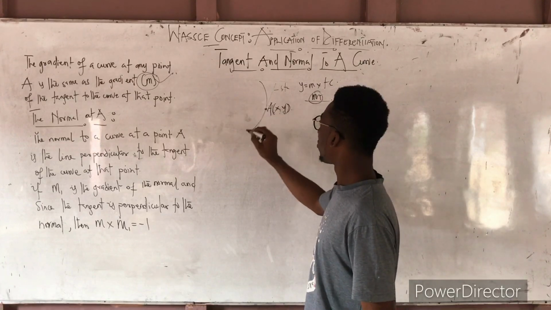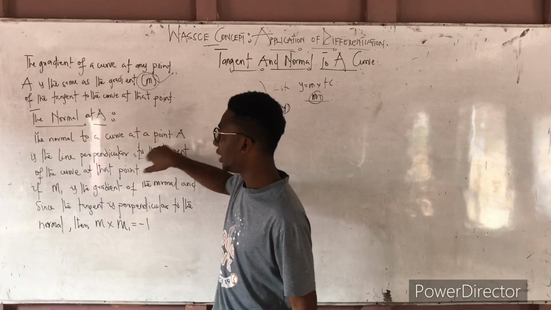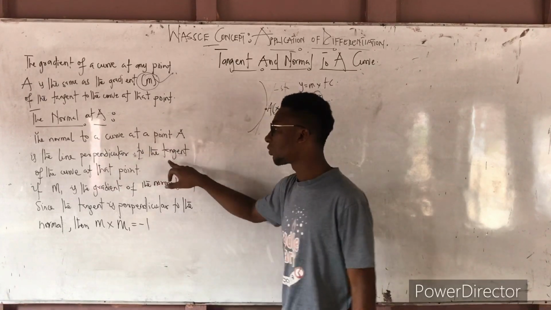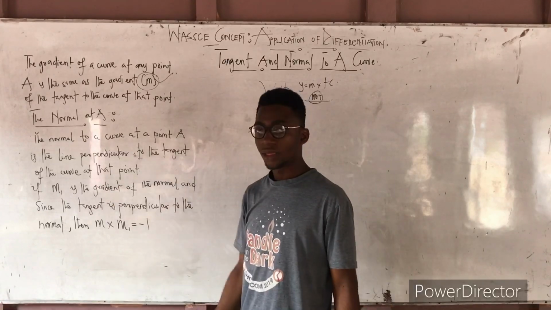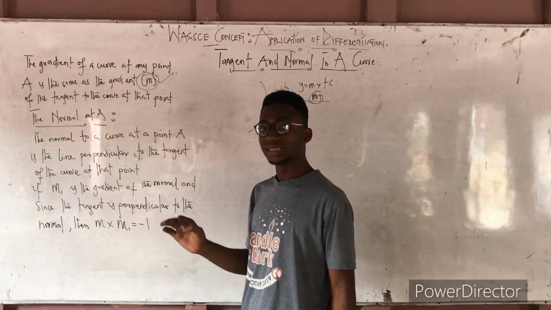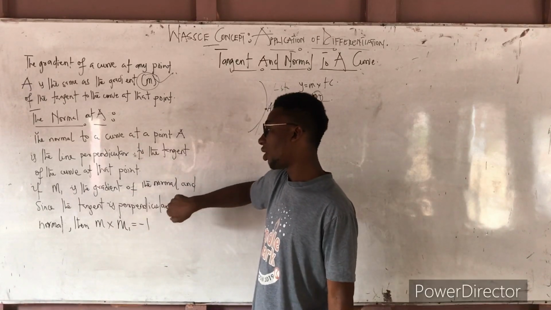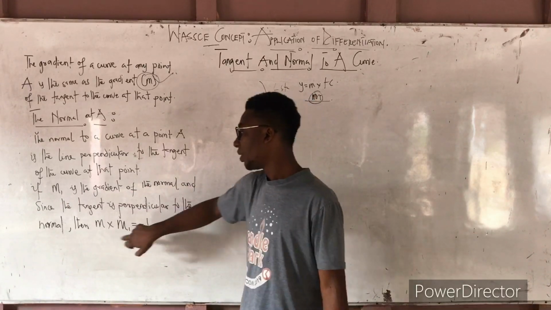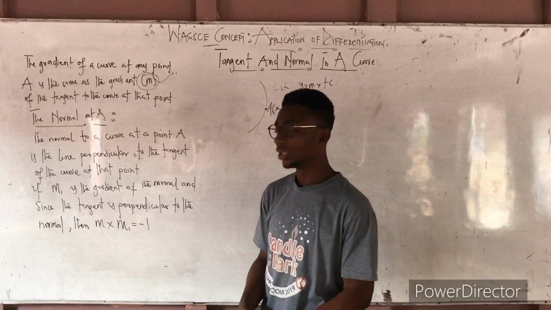Now if you want to find the normal at point A, the normal to the curve at point A is the line that is perpendicular to the tangent of the curve at that point. And if m1 is the gradient of the normal, then since the tangent is perpendicular to the normal, m times m1 is equal to -1.